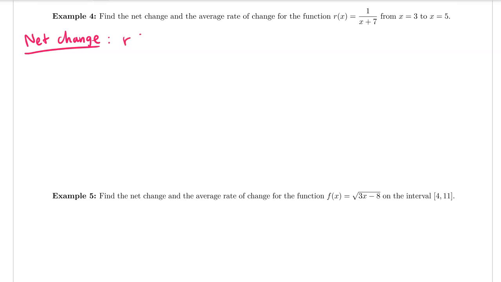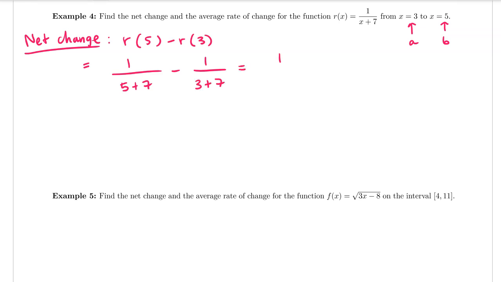We want to do r of 5 minus r of 3, because x equals 3 represents our a value and x equals 5 represents our b value. So this is equal to 1 over 5 plus 7 minus 1 over 3 plus 7. This is the same thing as 1 over 12 minus 1 over 10.